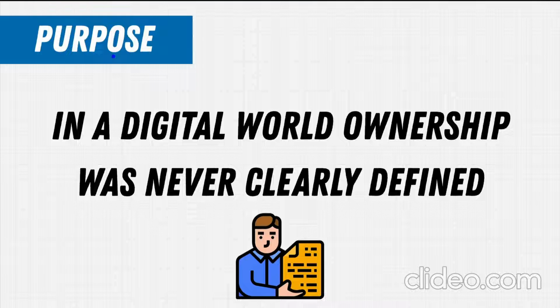Let's talk about purpose in a digital world. In a digital world, ownership was never clearly defined. What do I mean by this? Well, honestly, when I bought something, I knew I was the owner of it. Yeah, you knew. But was it public? Did you have the sole rights to that item? Is it traceable, right? All of those things, just like owning a watch. I know that's my watch. I know that I bought that watch and therefore that is my watch, right?